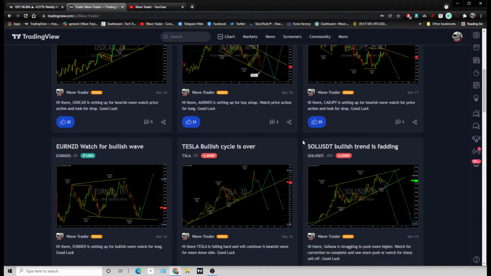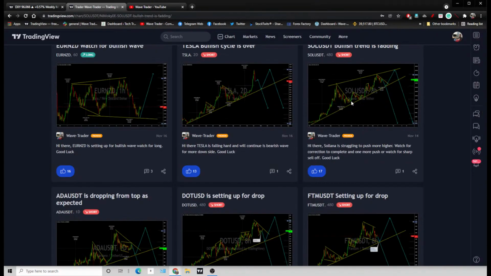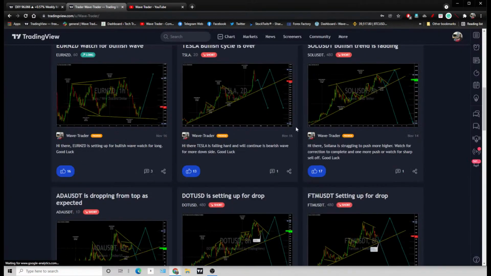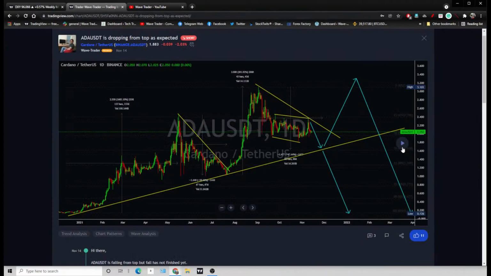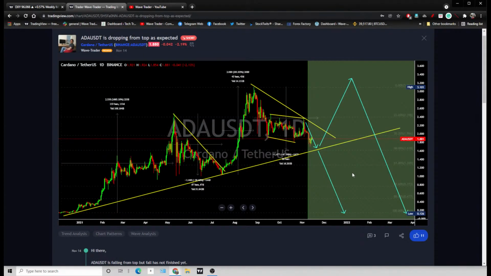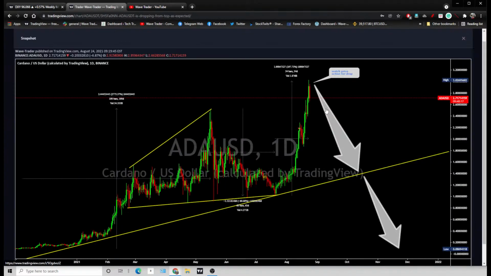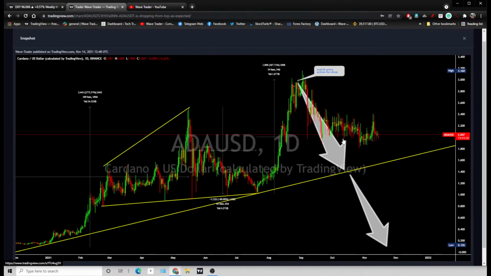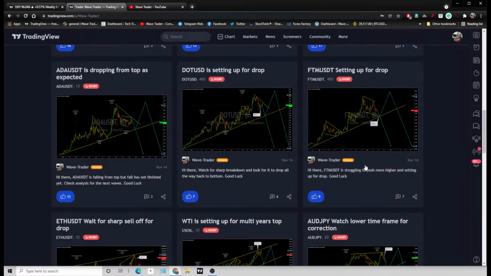Some cryptocurrency charts are there too. We have seen a drop, and we're going to talk about the update. ADA is also overweight. Previously we were expecting ADA to drop from that $3, and since then ADA has been dropping again. Cryptocurrencies are also heavily overextended, we can say that.